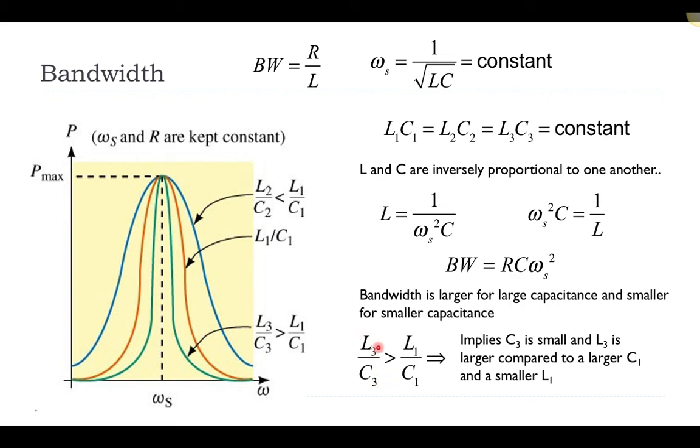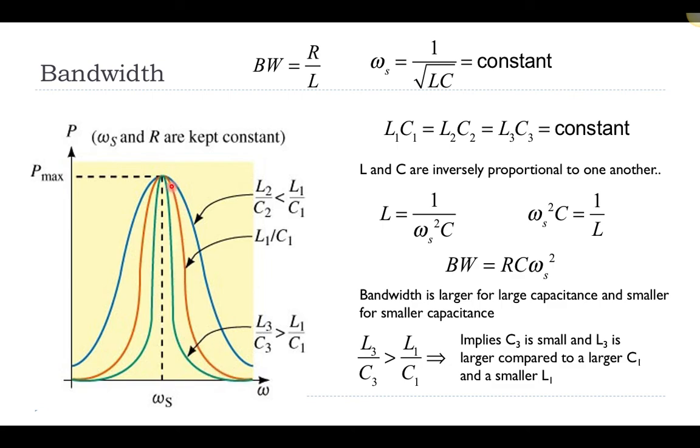But specifically what it means is that you have a small capacitance, and a small capacitance means you have a small bandwidth. So when the ratio of the inductance to the capacitance is a big value, bigger than the middle curve here, you have a very narrow bandwidth, because your capacitance value is very small, right? Small capacitance, small bandwidth. So that's this one right here.